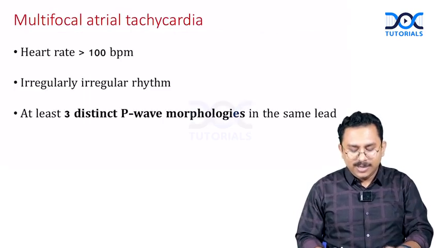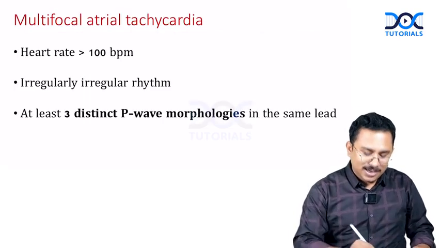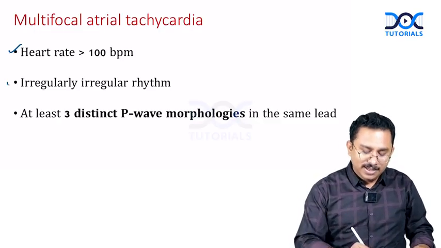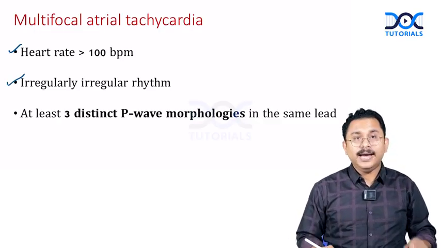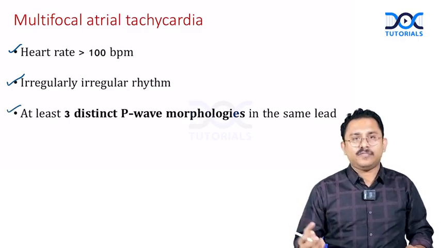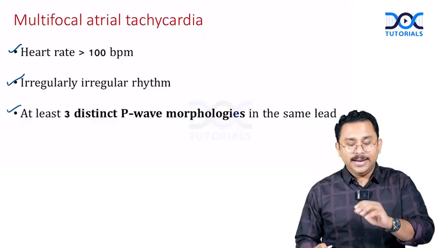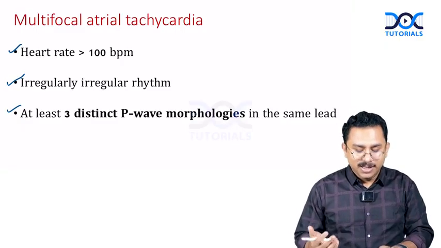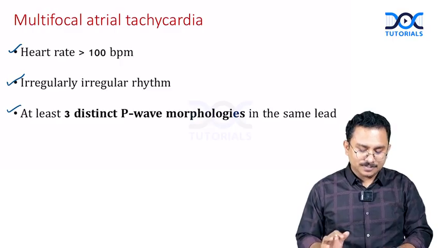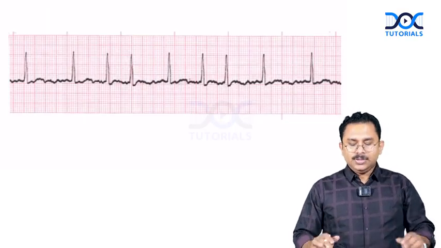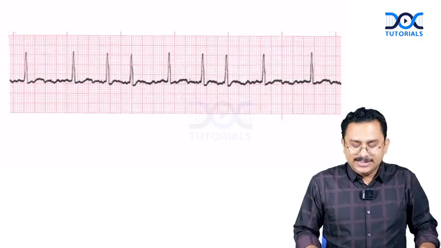So in a multifocal atrial tachycardia, the heart rate would be more than 100 beats per minute with an irregular rhythm, and you will have at least 3 distinct P wave morphologies in the same lead to confirm the diagnosis. Okay, so that would be a multifocal atrial tachycardia, right? So that diagnosis is also clear. So coming to the next ECG.